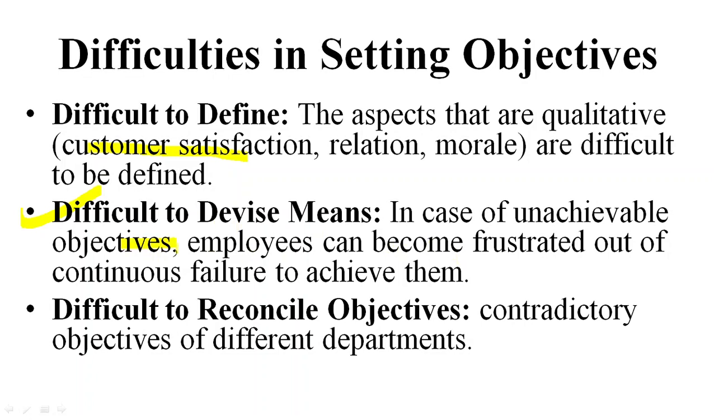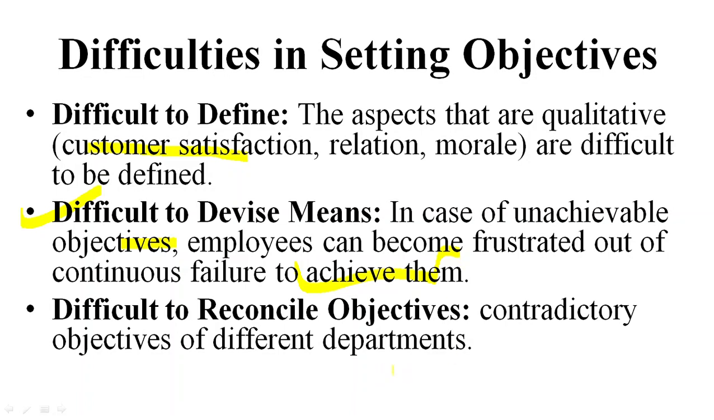If some objectives are not achievable, in that case employees can become frustrated out of the continuous failure to achieve them. Objectives are just the targets, and if there's no way to achieve those objectives, that can become a factor of frustration among the employees because of the continuous failures, because you have set some objectives that are unachievable for them.